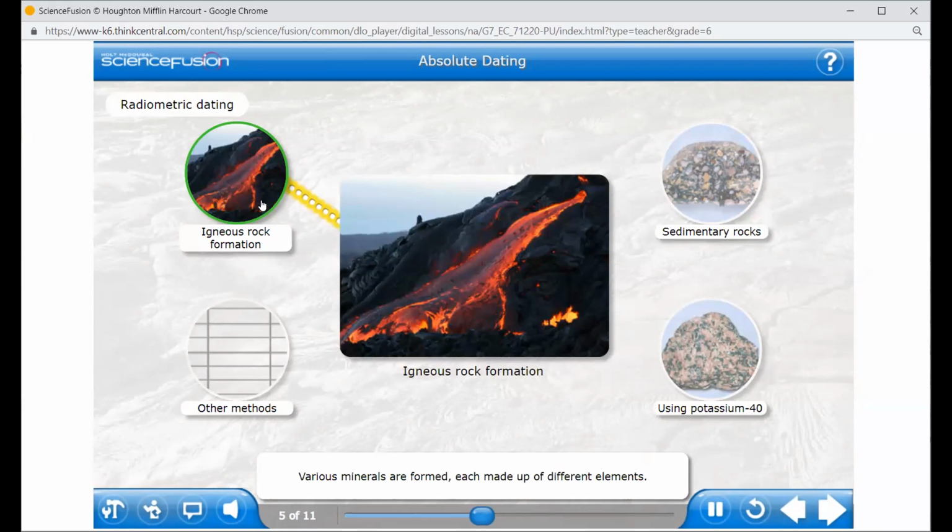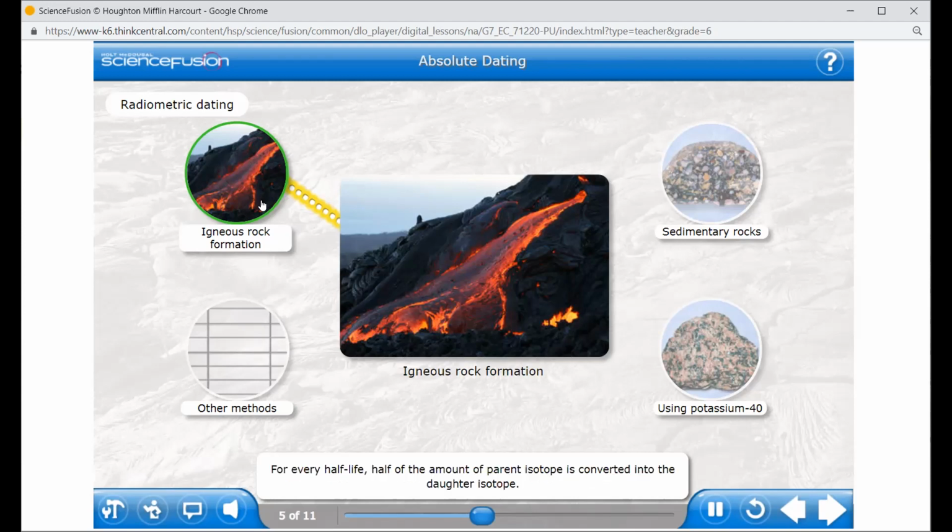Various minerals are formed, each made up of different elements. Some of these elements are radioactive isotopes. When the igneous rock first forms, there are no daughter isotopes present. The parent isotopes must decay over time to create daughter isotopes. For every half-life, half of the amount of parent isotope is converted into the daughter isotope. Radiometric dating compares the amounts of each isotope to determine when the mineral formed. This is the absolute age of the mineral. The absolute age of the mineral is the absolute age of the rock because they formed during the same time.